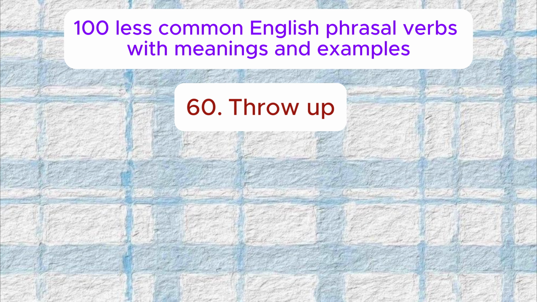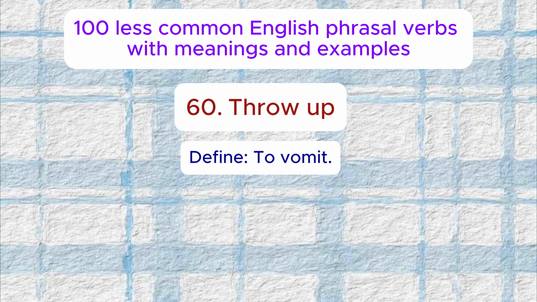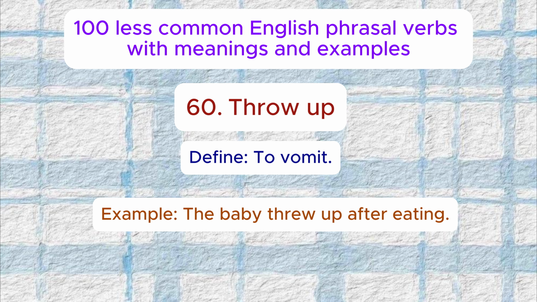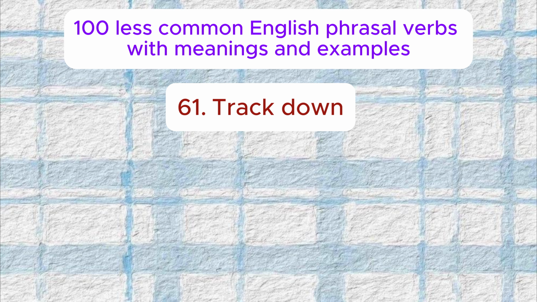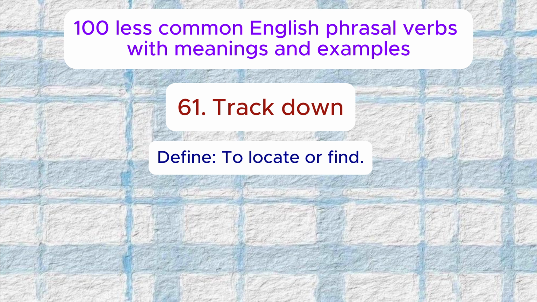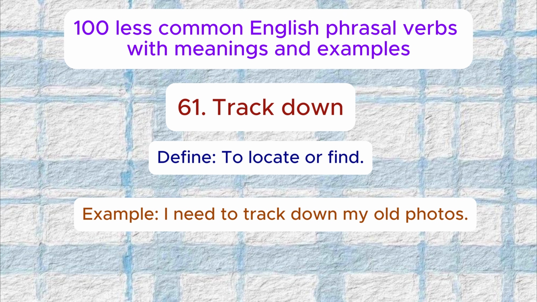60. Throw up. Define, to vomit. Example, the baby threw up after eating. 61. Track down. Define, to locate or find. Example, I need to track down my old photos.